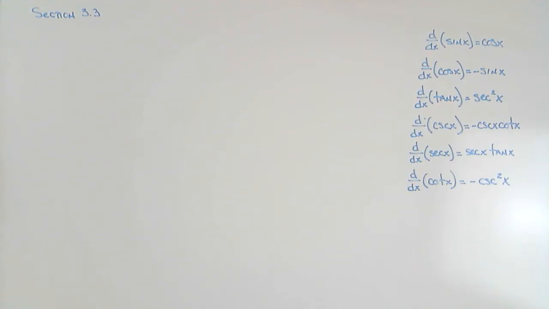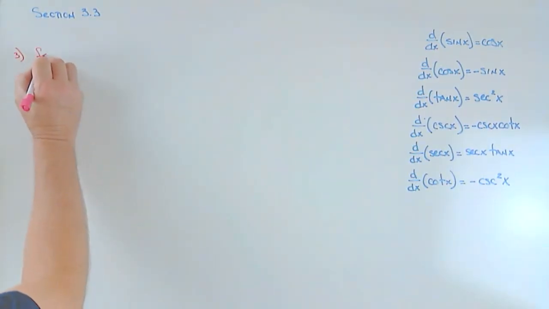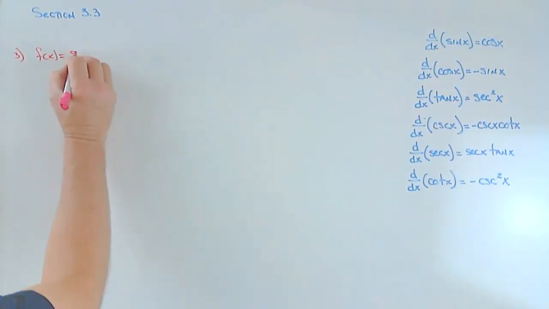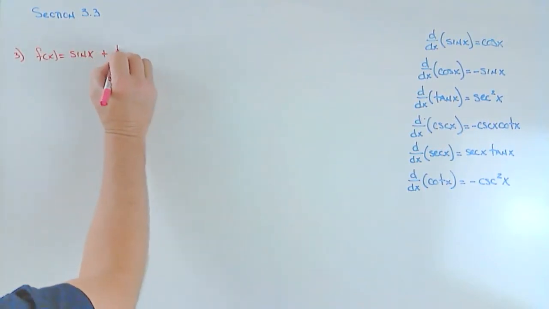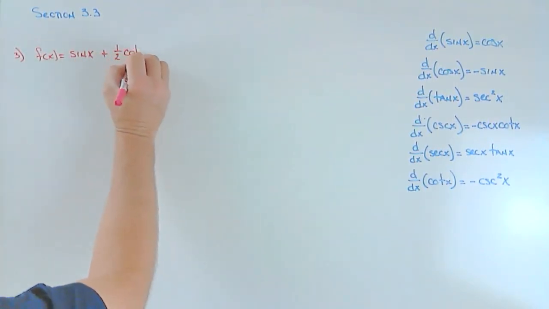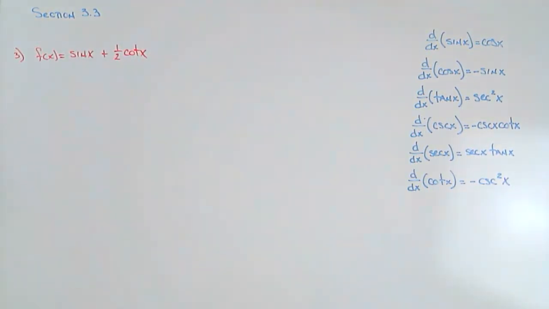All right, we'll start with number 3, the very first problem in the homework. And it says f of x equals sine x plus 1/2 cotangent x. And they want us to find the derivative.